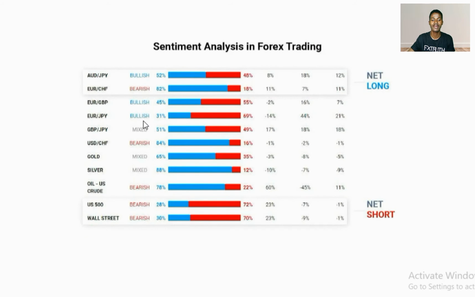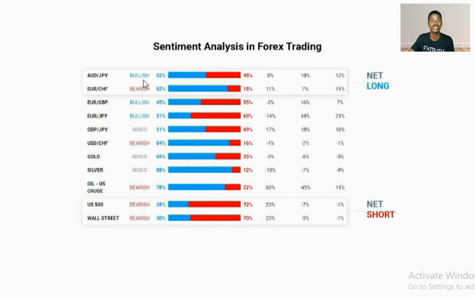Good. As you can see here, the blue box is slightly larger than the red box. At this region it says 52%, and at this region it says 48%. Good. And here it says bullish, which means this market is long. So with the commitment of traders around the world, if you want to trade the AUD JPY, which is this region here, please pay attention to the screen. You are expected to go bullish in the market. You're expected to buy, expected to go long in the market.